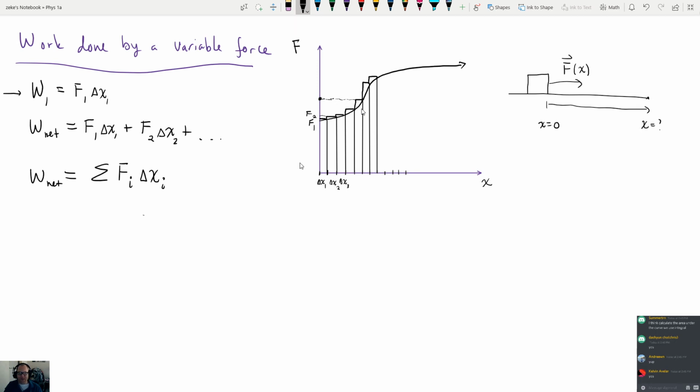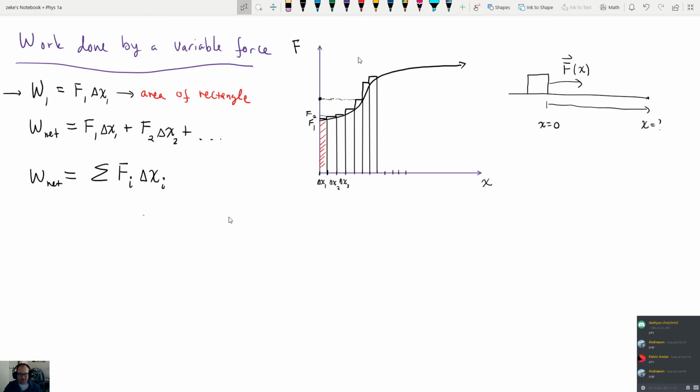But before we do that, I just want to mention that when I calculate the work done here and do F1 times delta x1, this basically ends up being the area of a rectangle, right? In fact, let's just make this all red. This is the area of a rectangle, and the rectangle is basically this one right here. And then F2 delta x2 would be the area of the next rectangle, and so on and so forth.